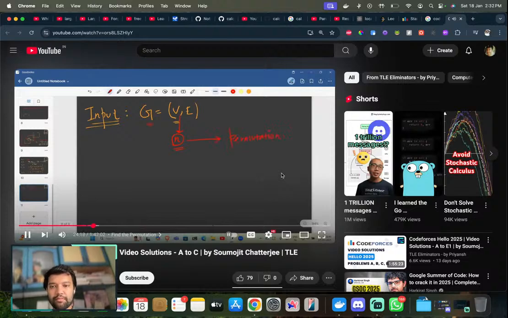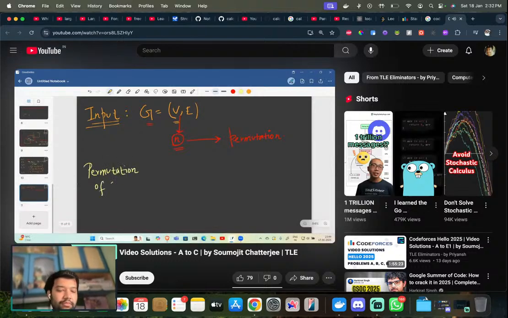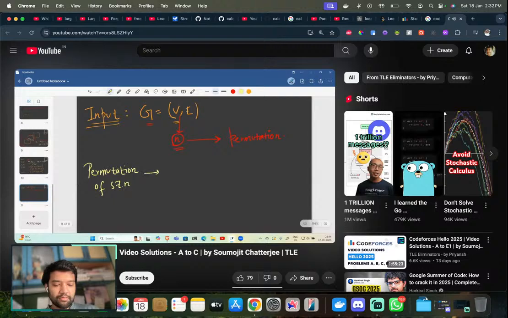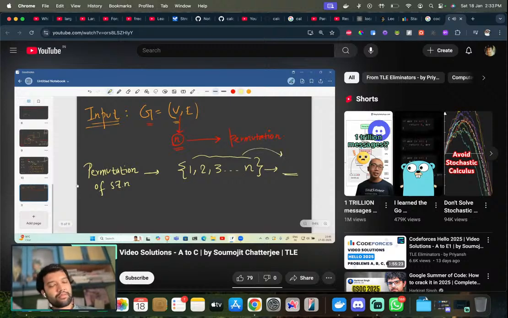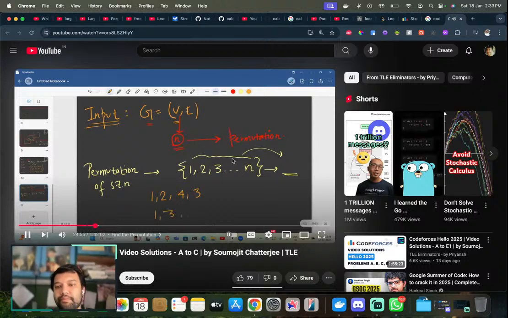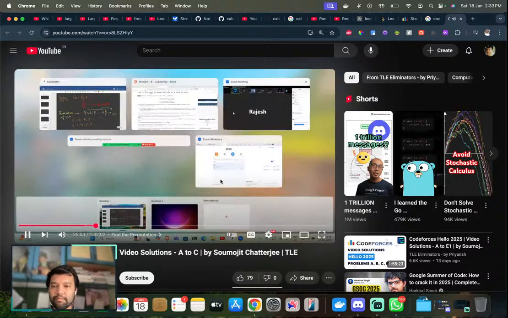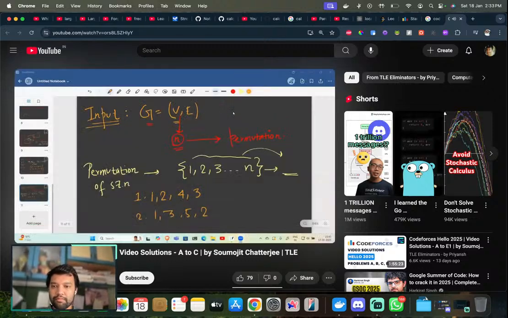First of all, for those who do not know, though it is a very valid and standard concept, a permutation of size n is simply some reordering of the array 1, 2, 3, up to n. So if you can reorder 1 till n and get something, then we call it a permutation. For example, let me ask you a few questions. Are 1, 2, 4, 3 and 1, 3, 5, 2 valid permutations? This is the first one, this is the second one. Anyone? Are these valid permutations? Okay, great. The first one is a valid permutation, the second one is not. All of you are fine.